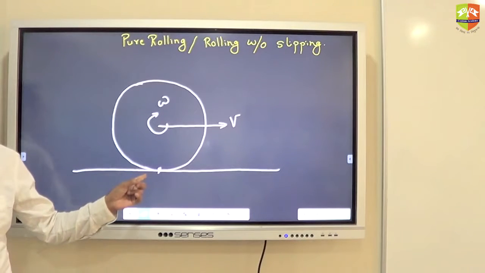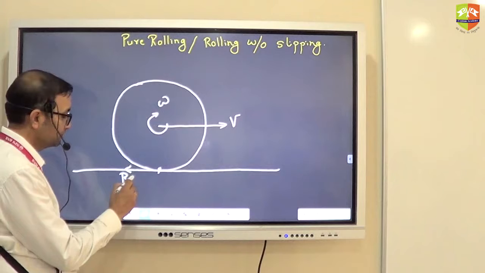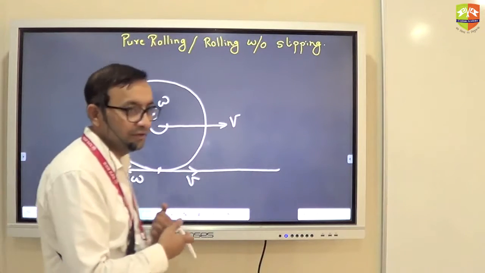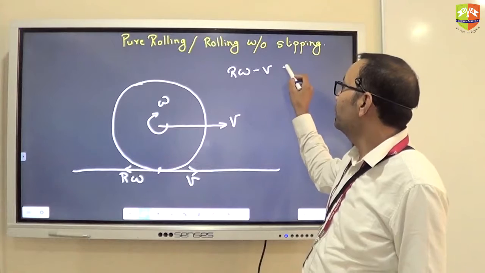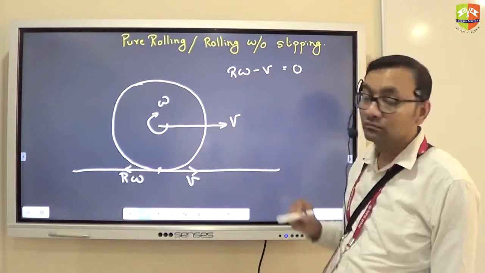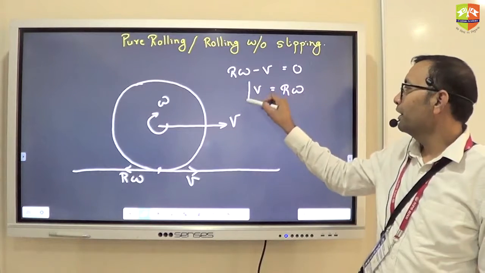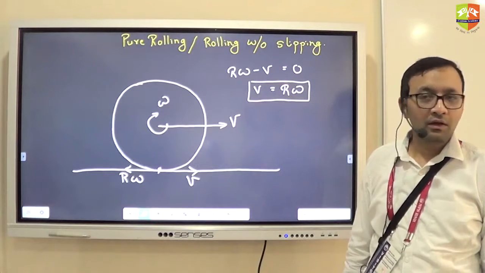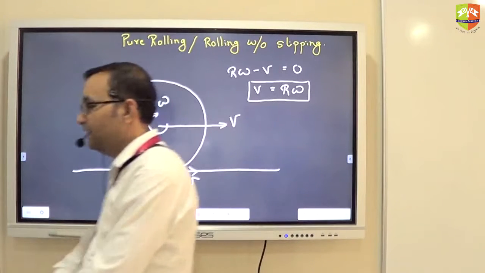What is the velocity of the point of contact? R omega minus V, right? R omega this way, and this is V. Okay? So the total velocity is R omega minus V. This should be equal to what? Zero. This should be equal to zero, right? So V will be equal to R omega. So if we write down, if the surface is at rest, for no slipping, V should be equal to R omega.